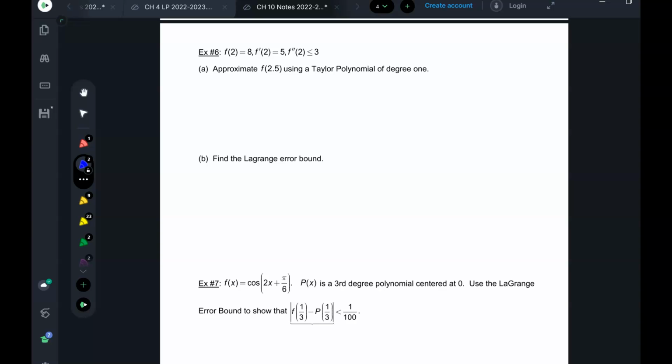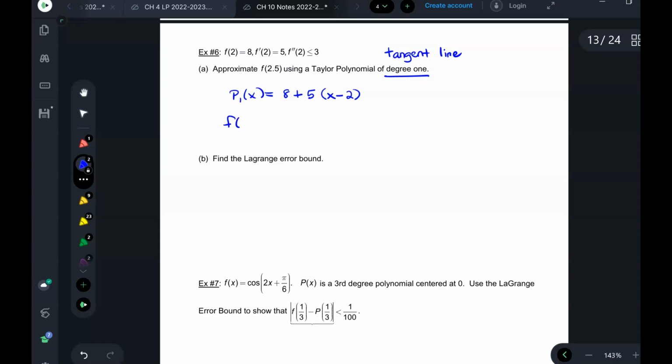Okay, another one. Approximate f of 2.5 using a Taylor polynomial of degree 1. Degree 1 really means the tangent line. So you got 8 plus 5 times x minus a, but 2 is where it's centered, right? Two. Okay, so now we want to approximate f of 2.5, and we're going to approximate that by plugging in 2.5 here.